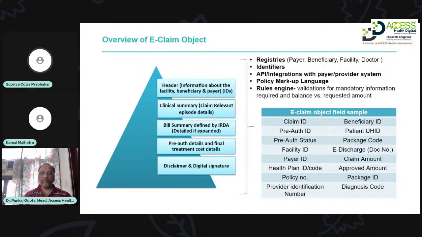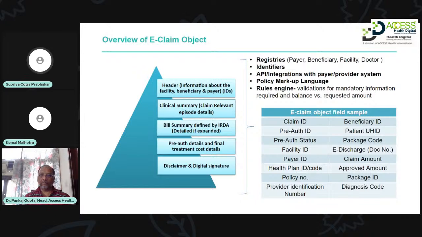And then in case of an e-claim object where the final bill information is available, the bill summary is attached. And in case of pre-authorization, pre-auth details would be mentioned in the body of the e-object. Final treatment details and the cost would all be present. The disclaimer and digital signatures would ensure that the right information is being sent, and this was an authentic treatment that was actually done by the hospital.